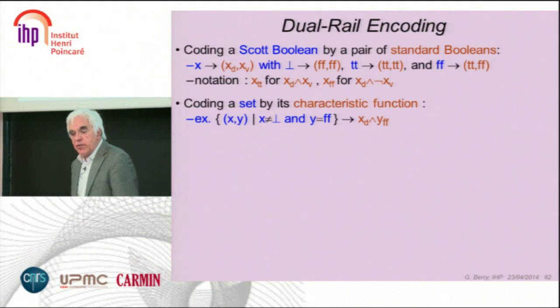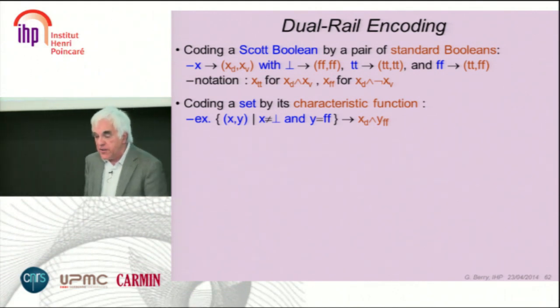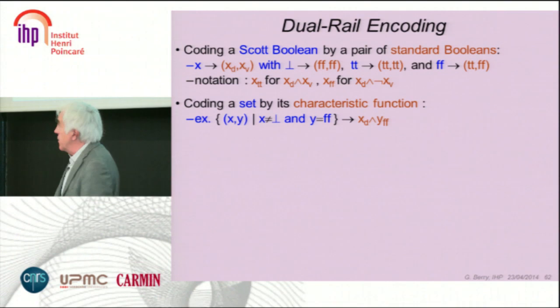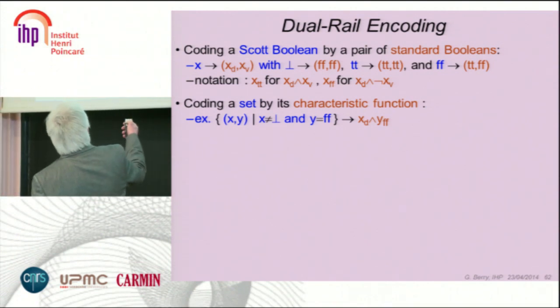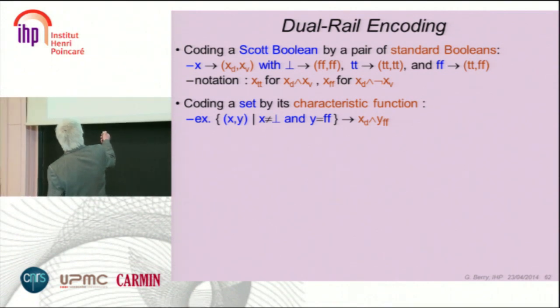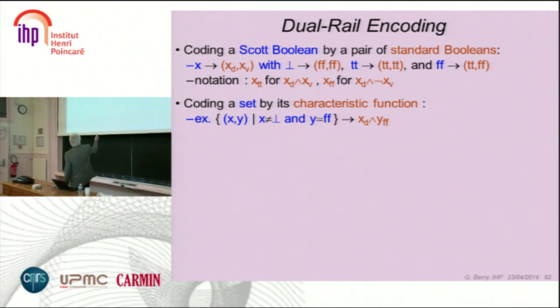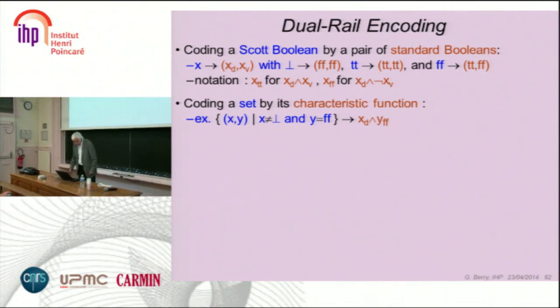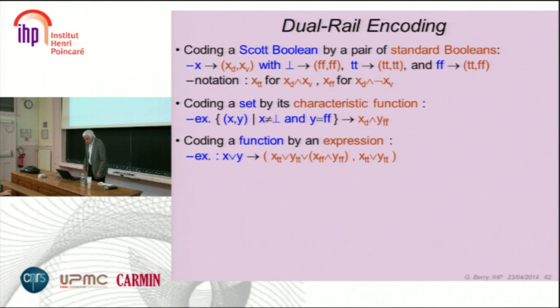Good. Now you can code a set by its characteristic function. That's nothing new. Okay, that's very, very well known. For example, if you want to have the set where x is defined and y is false, you say xd and yff. That's no problem. You can code a function by an expression. That's also trivial.